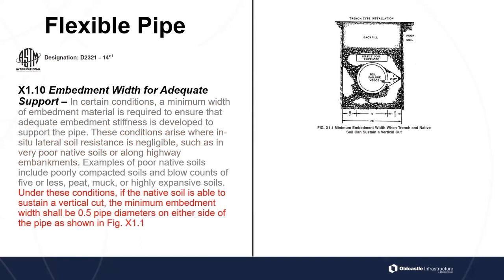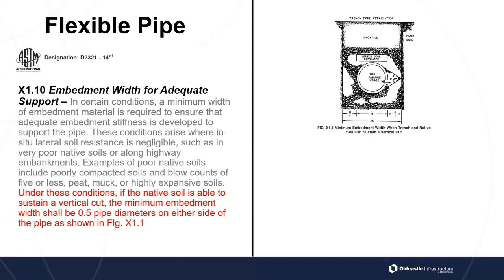Okay. Under these conditions, if the native soil is able to sustain a vertical cut, the minimum embedment width shall be 0.5 pipe diameters on either side of the pipe as shown in figure X1.1. So that's where we're at right there. If you notice on the right-hand side, that is figure X1.1. This is the minimum width that you need when we have an issue with the soil. All right, I want to make sure that we remember what we talked about in the previous webinar with embankment versus trench construction.